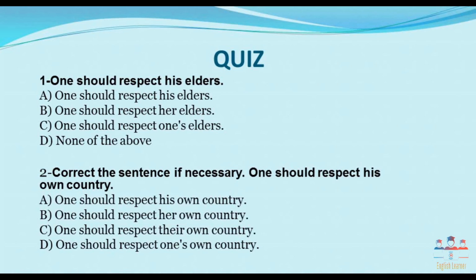Now again, "one" is used in the place of a subject, and "one" is not indicating the feminine or the other gender here. Let us have a look at the options. Option A, one should respect his own country. Option B, one should respect her own country. C, one should respect their own country. D, one should respect one's own country.